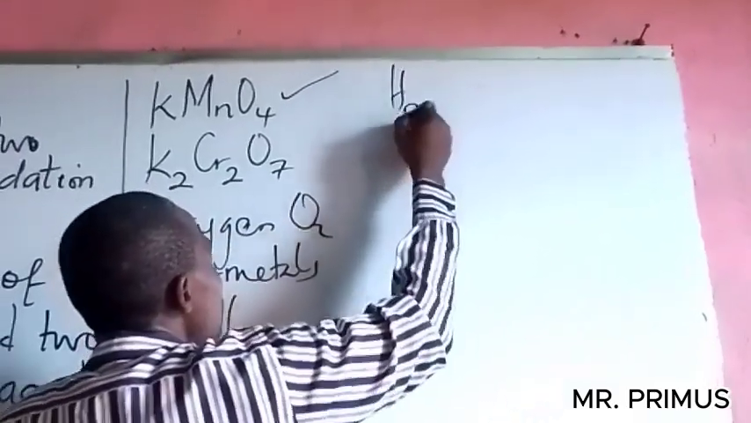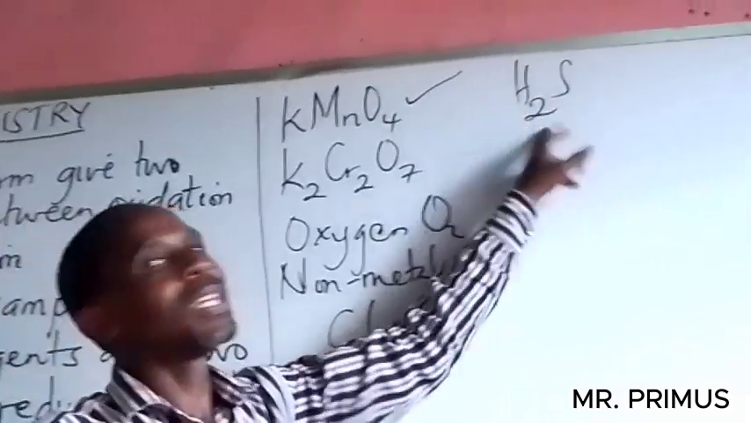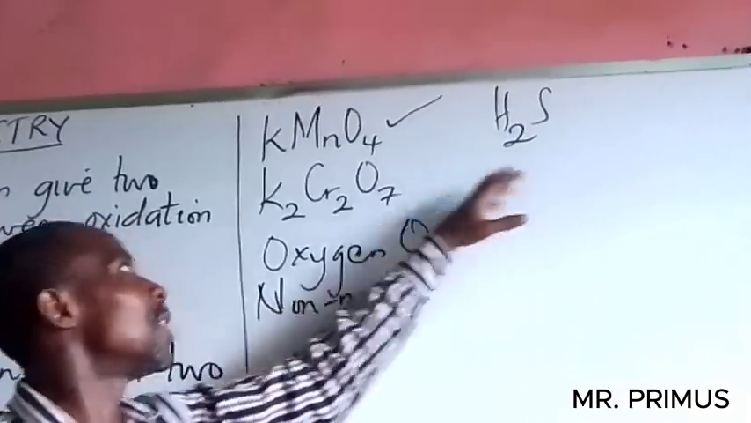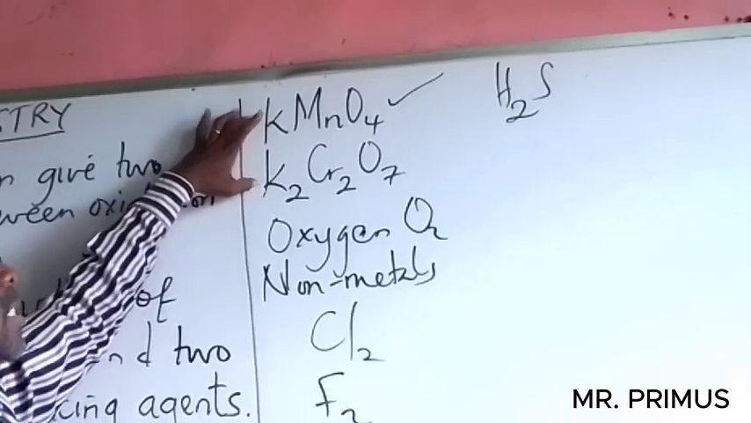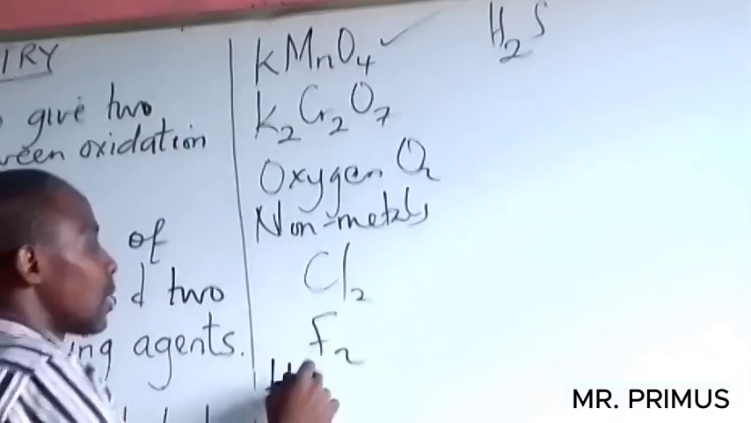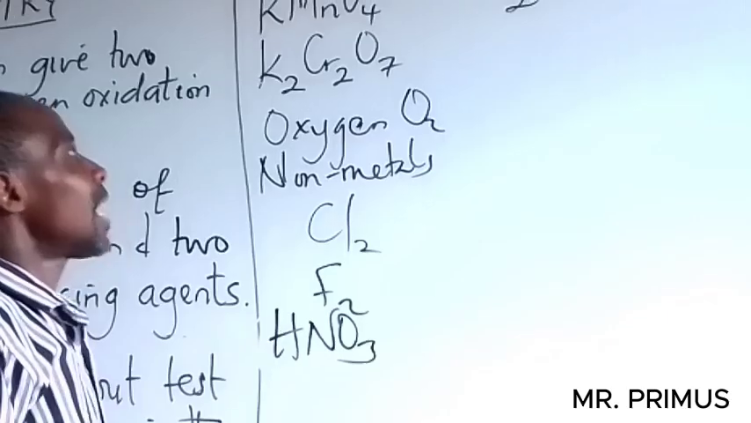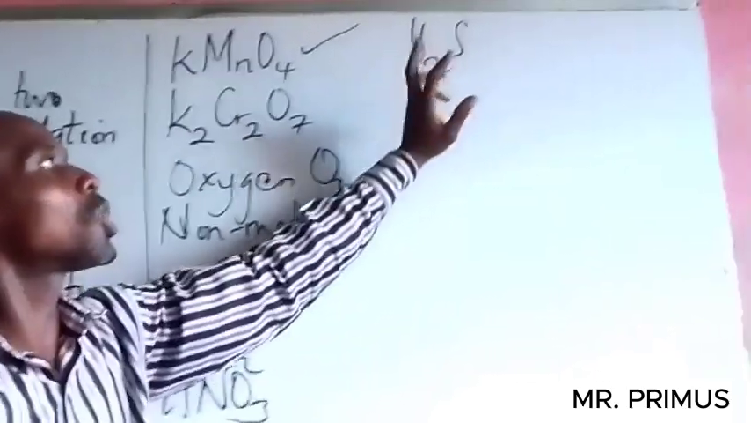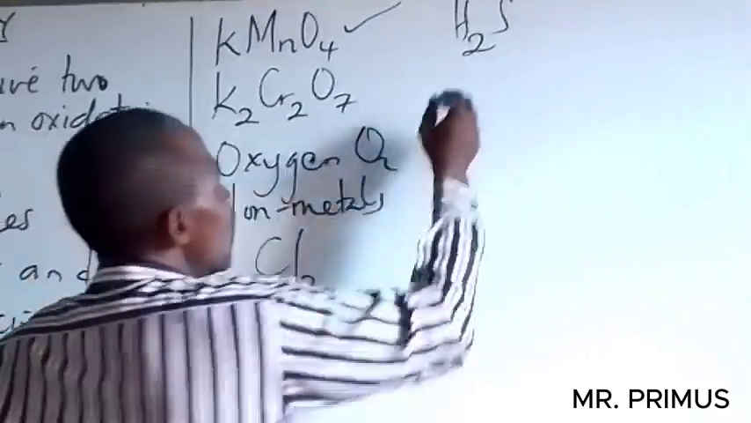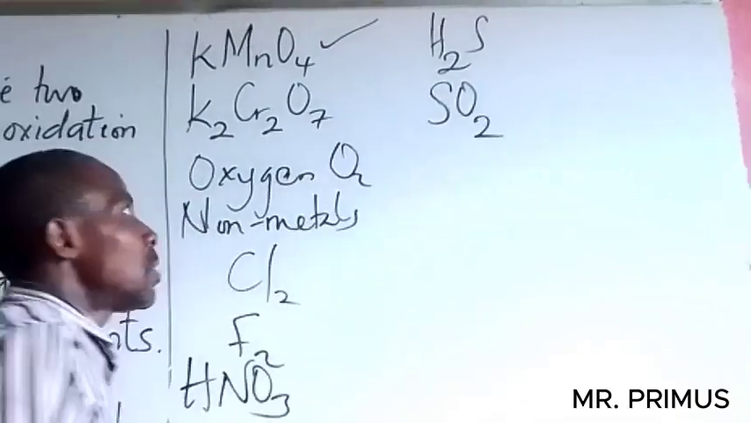Now, reducing agents. We talk about hydrogen sulfide. Hydrogen sulfide is a strong reducing agent. You can also have HNO3 as an oxidizing agent. So these are oxidizing agents, and this is a strong reducing agent. You also have sulfur dioxide, a strong reducing agent.